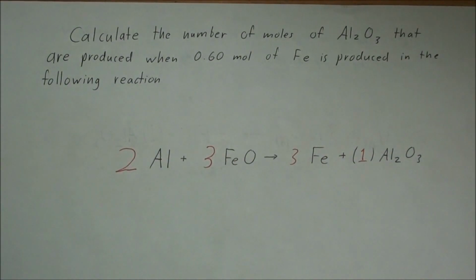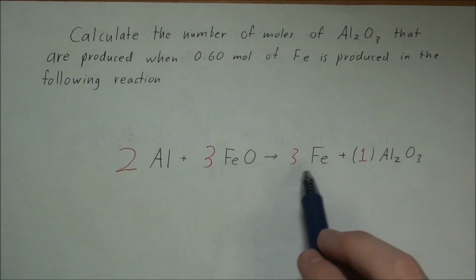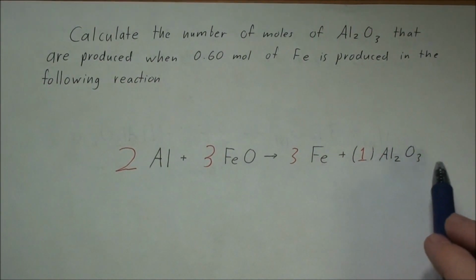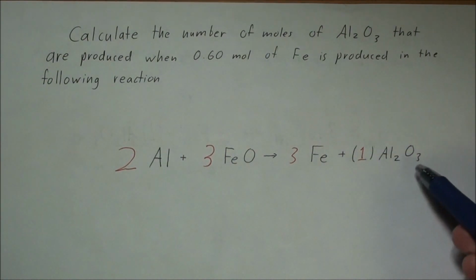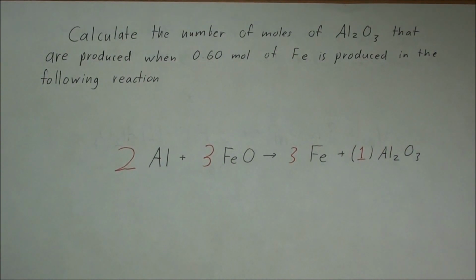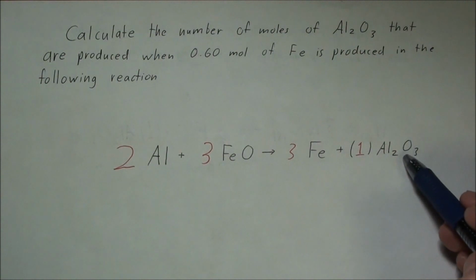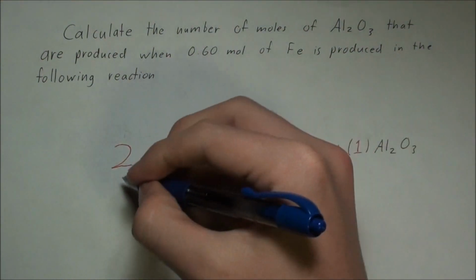For this problem, we are going to calculate the number of moles of aluminum oxide that are produced when 0.6 mole of iron is produced in the following reaction. As you can see here, we have 3 mole of iron and only 1 mole of Al2O3. I put 1 in the parentheses because you never need to put a 1 in front of any compound. Now we have Al2O3 on the product side as well as iron, so we don't need to worry about these, so we can put an X underneath it.